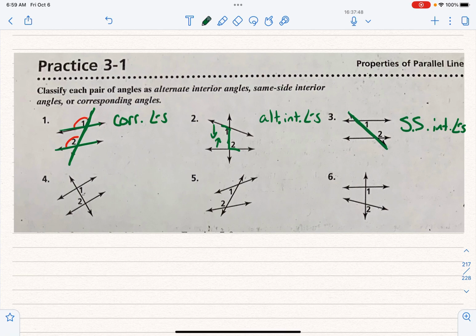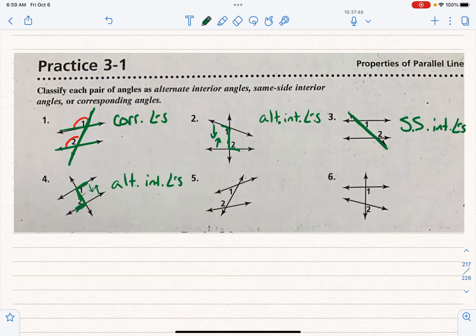On number 4, again, they're on alternating sides of that transversal. Angle 1 is on one side, angle 2 is on the other side, but they're on the interior of these 2 looking like parallel lines. And so these are alternate interior angles.